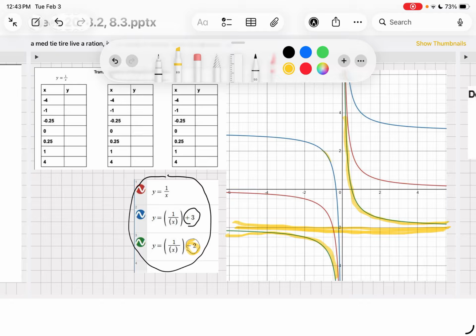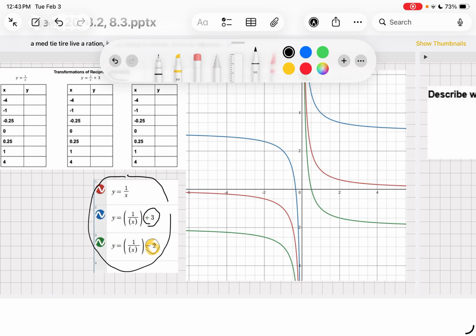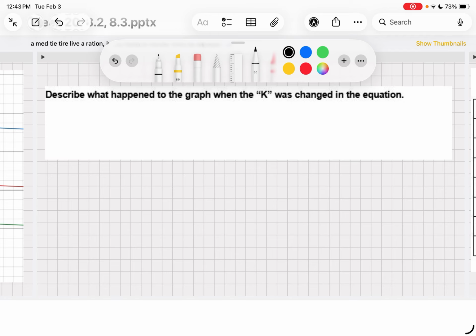Take a minute and compare those graphs. It might be a good idea to use a highlighter and draw where the new horizontal asymptote is and see if you can make any connections with the equation. Take a minute and do that. Okay, in your own words, I want you to describe what happened to the graph when the k was changed in the equation.